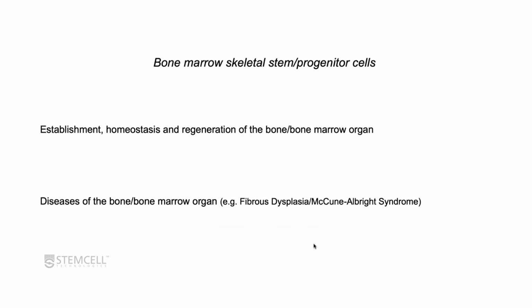Okay, in this talk, I will first briefly summarize the basic properties and functions of human postnatal bone marrow skeletal stem and progenitor cells, to remind you why we think that these cells are so important in the establishment, homeostasis, and regeneration, not only of bone, but of the entire bone marrow organ. And then I will give you an example of what happens in the same organ when those properties and functions are compromised, as it occurs in fibrous dysplasia of bone.